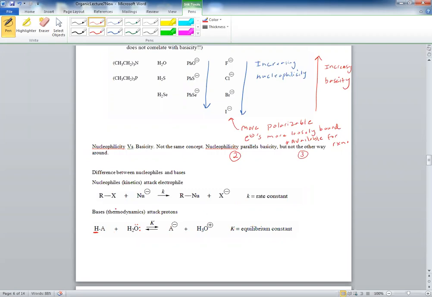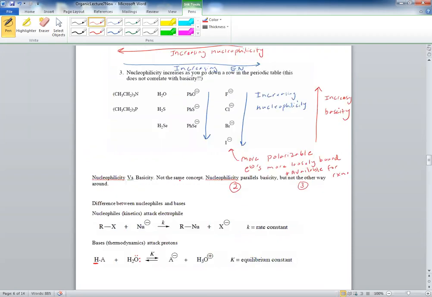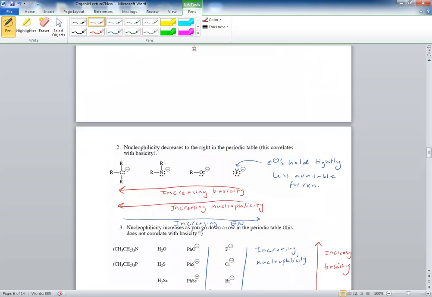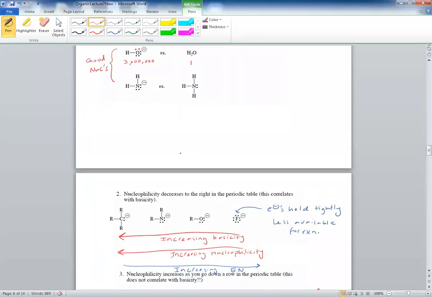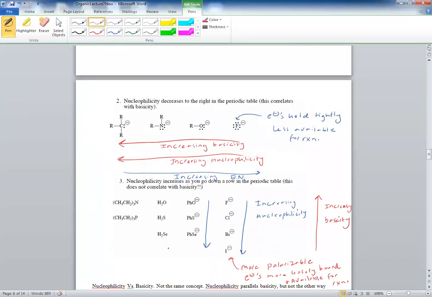So pay attention to these three rules. They should help you discern what's a good nucleophile from a not so good nucleophile.